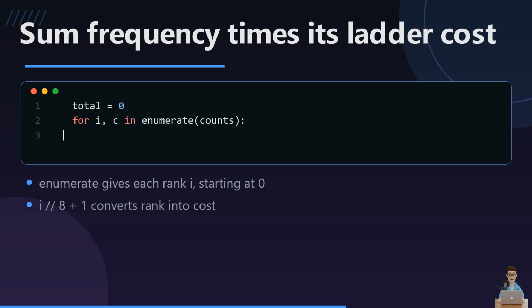Now we loop over our sorted counts using enumerate. Remember, enumerate hands us both the position i and the value c at each step. Here i starts at 0 for the first, most frequent count, i is 1 for the second, and so on. That's our rank, just counting from 0 instead of 1. The cost for that rank is i divided by 8, plus 1. For i from 0 to 7, this is 0 plus 1. Then for i from 8 to 15, it's 1 plus 1, which is 2, and so on. Each time i crosses a multiple of 8, the cost goes up by 1. That's our ladder rungs from before, written as one small formula. We multiply each count c by its cost and add it to a running total.